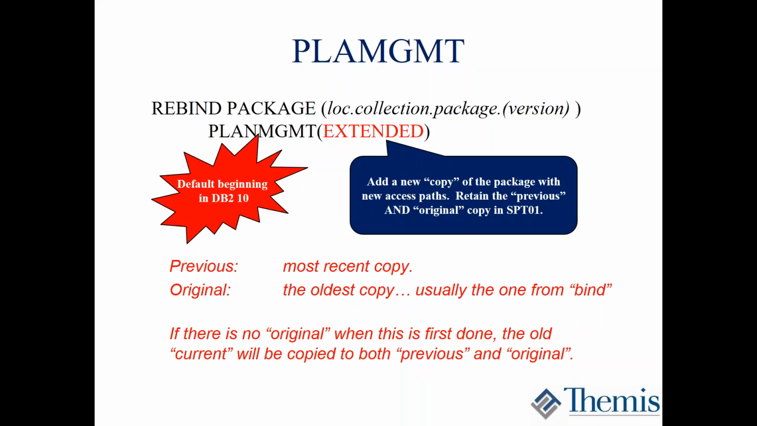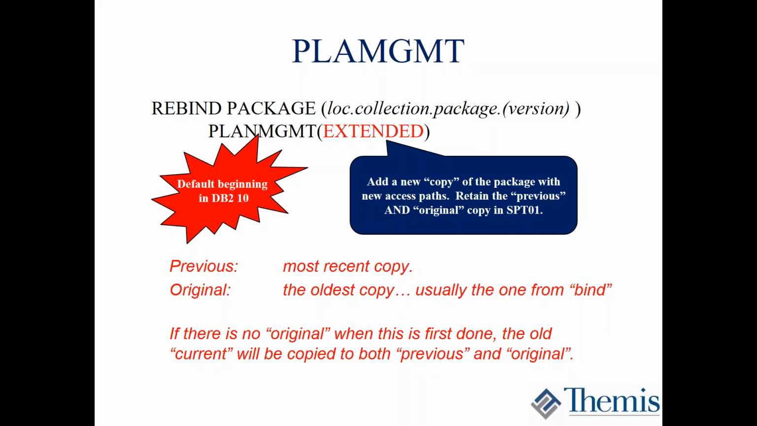So the original is kind of the oldest available copy, right? And it doesn't change with subsequent rebinds. So if I rebind 3 times, my current and my previous are constantly getting overlaid, but the original stays the same. It's the oldest copy that we have once we started doing this, and that is usually going to be a result of the one from the actual bind, like when we actually changed the source code and compiled and did a bind.